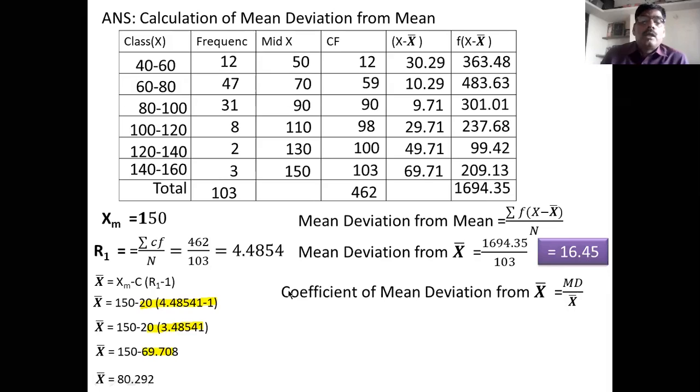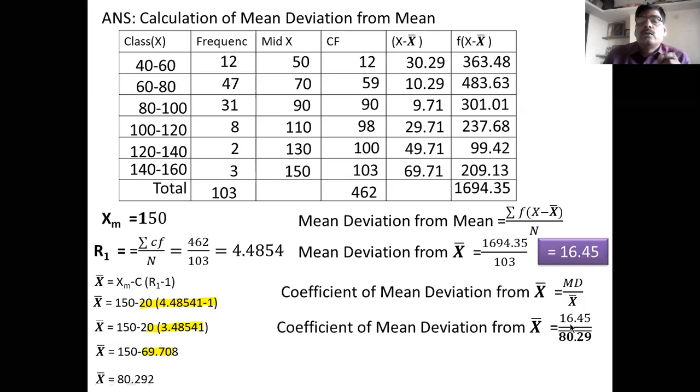16.45. Then I'll calculate the coefficient of mean deviation. Coefficient of mean deviation is equal to mean deviation divided by x bar. If mean is there, median is there, MD divided by M. Mode is there, MD divided by mode. This is the coefficient equation.